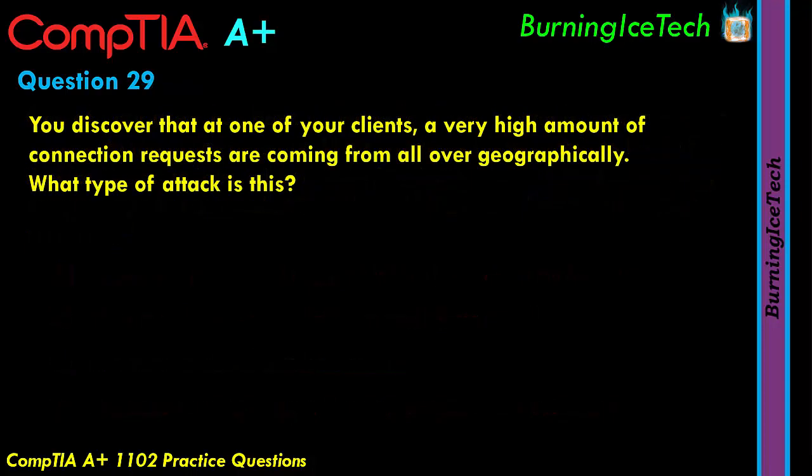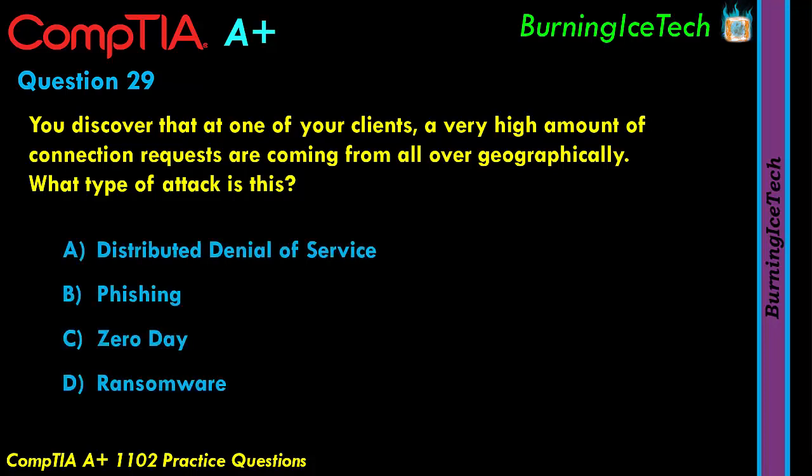Question 29. You discover that at one of your clients, a very high amount of connection requests are coming from all over geographically. What type of attack is this? Is it A, a distributed denial of service attack, also known as a DDoS attack? So it's two capital D's, one small o, capital S. DDoS attack, denial of service attack. At the moment, I think that's what it is.